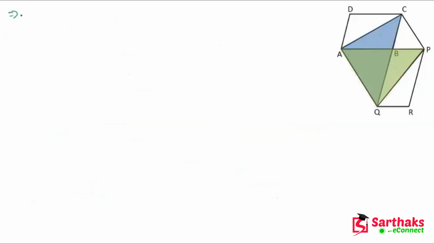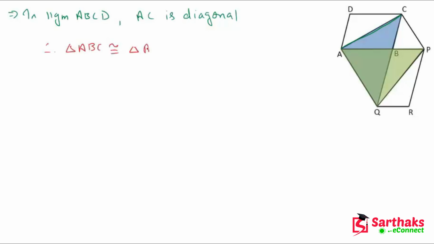Now in parallelogram ABCD, we know that AC is a diagonal. This diagonal AC divides this parallelogram into two congruent triangles, which are triangle ABC congruent to triangle ADC. So we know that the diagonal of a parallelogram divides it into two congruent triangles.